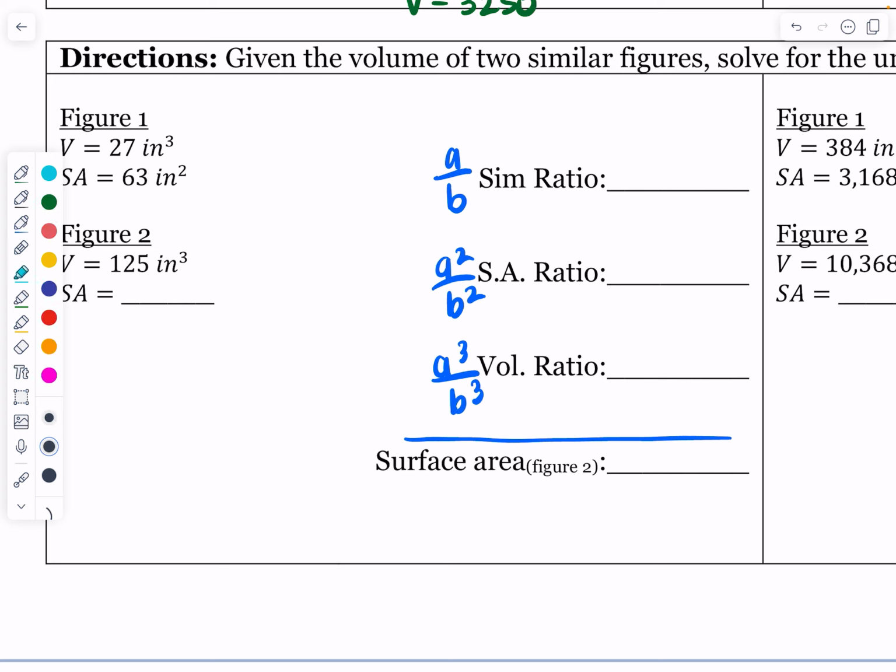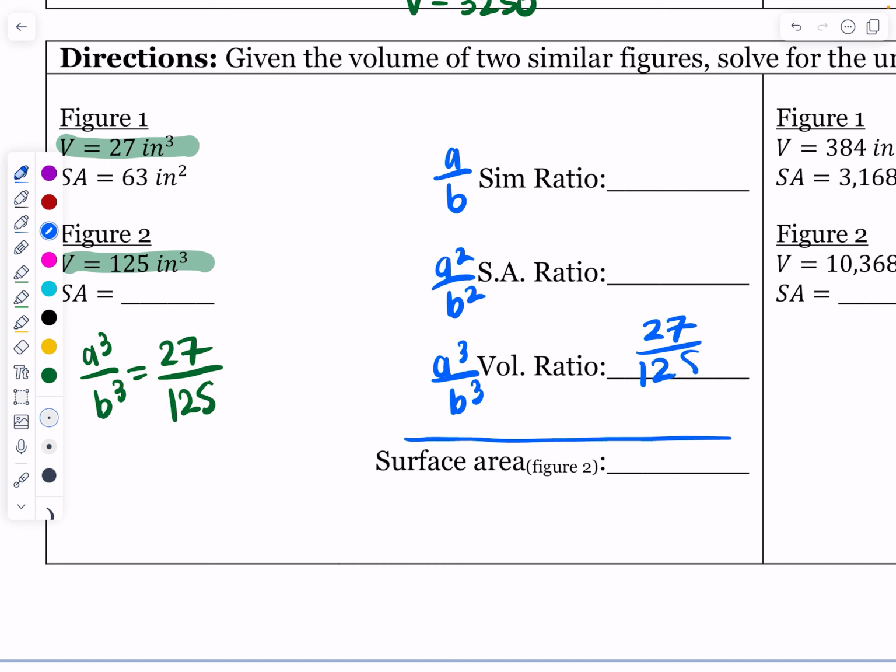So this time we're given our volume, 27 and 125. So that's going to be A cubed over B cubed. 27 over 125 does not reduce, so I get to go ahead and fill that in. It's going to be 27 over 125. To get back to my A over my B, level 1, I'm going to take the cube root of both of those. So the cube root of 27 over the cube root of 125. That is going to give me 3 over 5, 3/5.